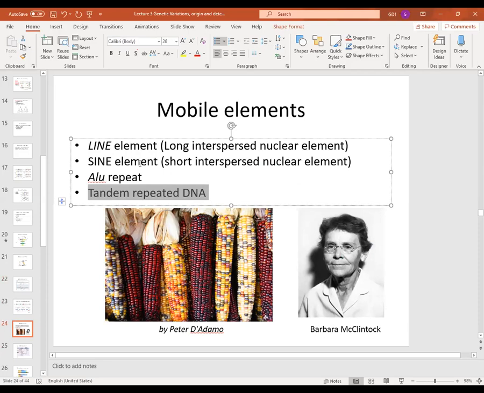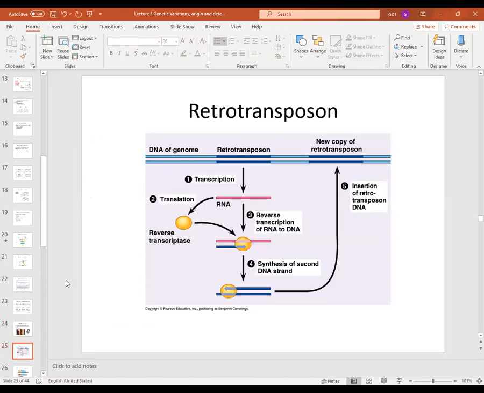So remember, in our genome, 50% is repeat sequence. That means for part of the DNA, we can find the same sequence in another region of the genome. And they have a lot of impact on our genome. Why? This is one of the very important and also very interesting elements, the retrotransposon.